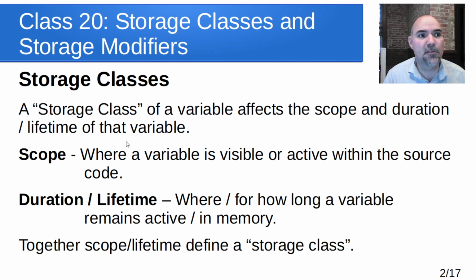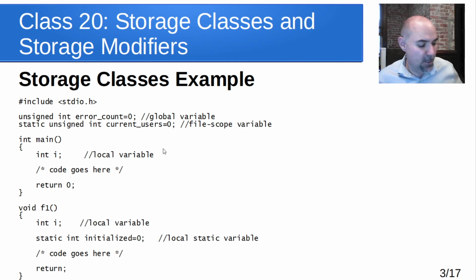In other words, how long does it retain a value? Not necessarily where you can see it from, but how long it is actually holding on to a place in memory that's storing that value. Together, that scope and lifetime defines what we would call a storage class. Now, let's look at an example that illustrates the different storage classes that are available in C.